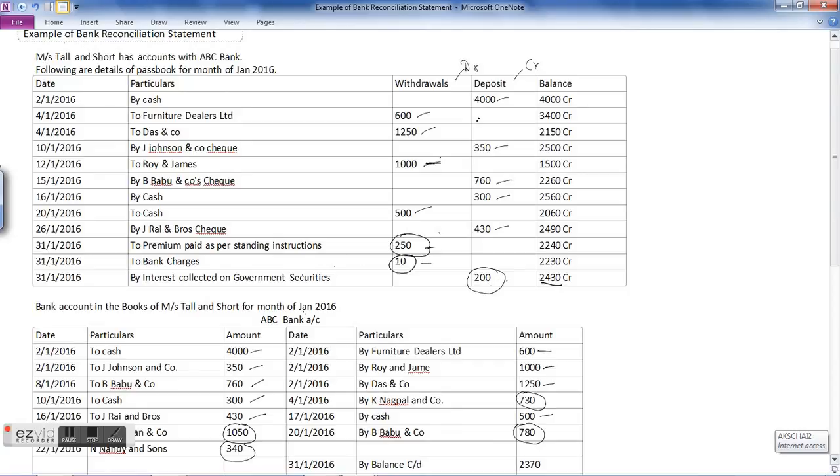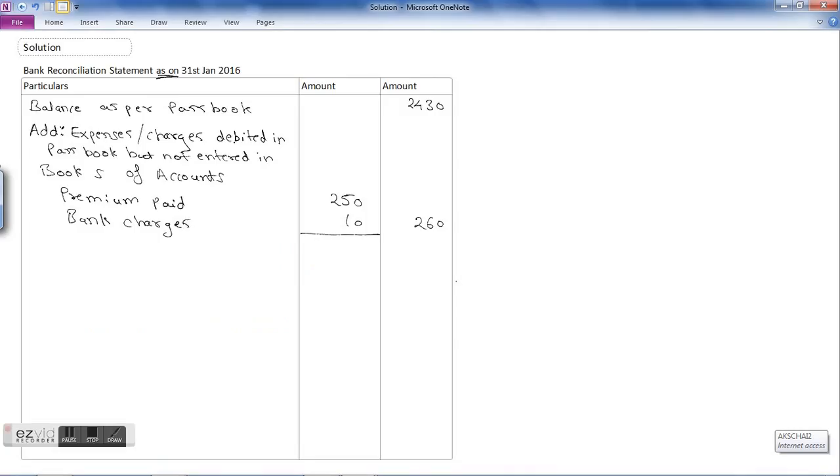This one, 200. By interest collected on government securities, 200. Now here the interest is collected, that is, interest has been credited in our passbook. We have received the interest, but the same has not been entered in our books of account. Because of this interest, the credit balance in our bank account has increased, correct, in our passbook. So in order to move from this passbook to our books of accounts, we have to reduce our balance as per passbook to that extent.